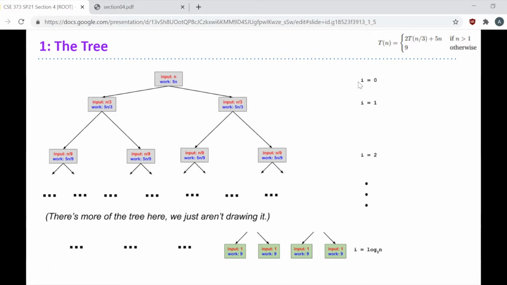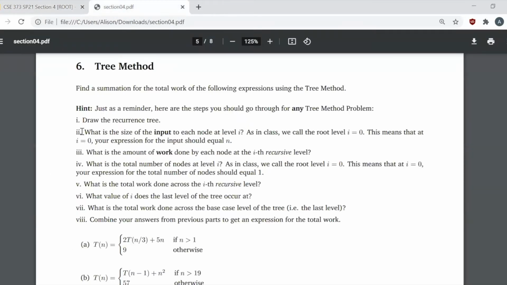It's also important to note that you should be labeling the levels. And we start our first level at i equals 0. So i is the level number. And so we start out at 0, and then 1, and then 2, and then eventually we'll get to some level where we reach the base case. It's okay if you don't know the specific value yet, but it's important to start out by labeling the levels up here. The reason this is important is that we're eventually going to relate this level to the input and to the amount of work for any node in the tree. And this is what the next parts help us figure out.